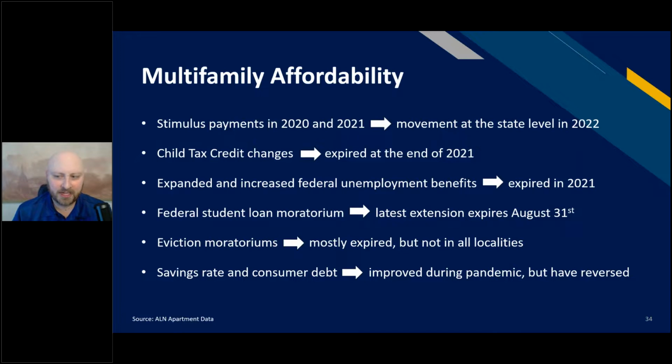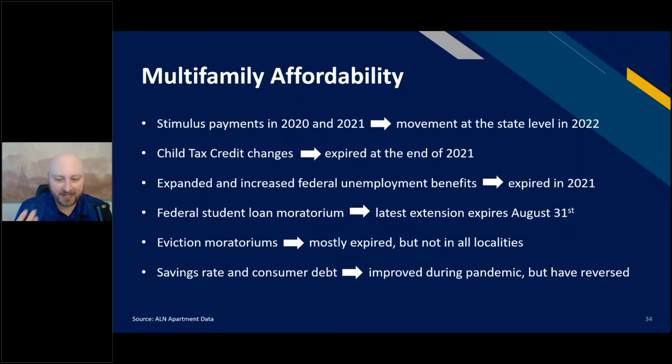Some states are looking at doing direct deposit cash to people. Other states are looking at doing half direct deposit, half tax credit. California is sort of leading the charge on this. So that's something for multifamily that's obviously going to be worth paying attention to for those states and areas that do some sort of stimulus payment. That's going to have an impact on multifamily that's going to be different from those that don't.